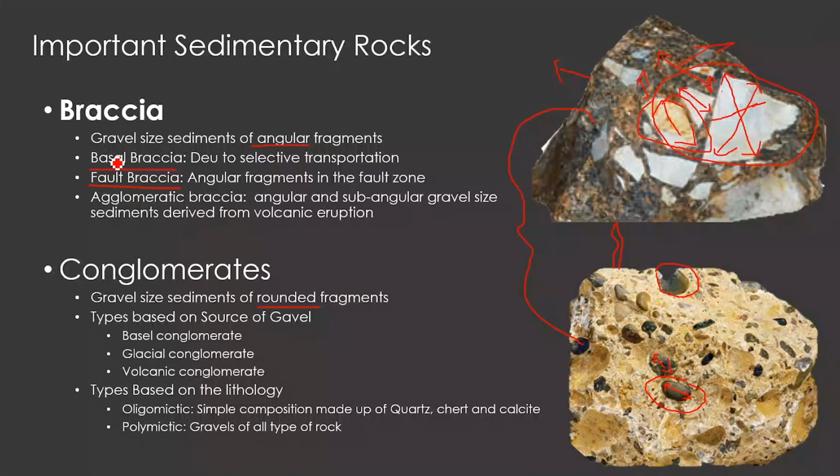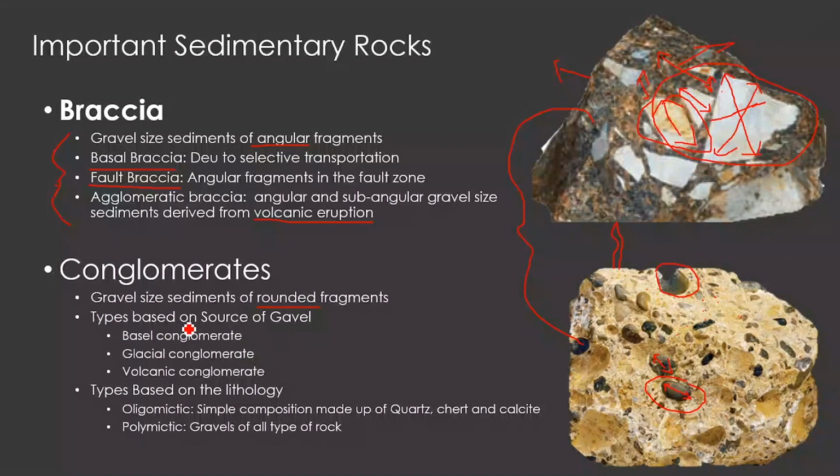Like that, there are a number of varieties of breccia. Agglomerate is angular and subangular gravel sediment derived from volcanic eruption. During a volcanic eruption, there are so many things which come out during the explosion, and those explosive materials are mostly angular in nature. That kind of thing will be an indication of a volcanic eruption in the region. So there are a number of different varieties of breccia, and we get an idea of which environment they formed in if we study them.